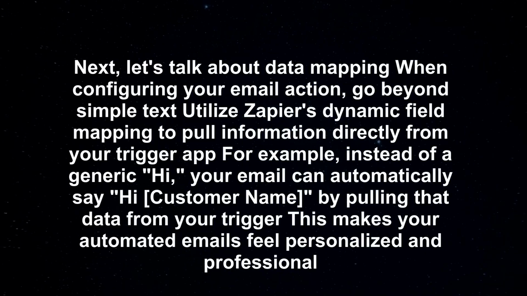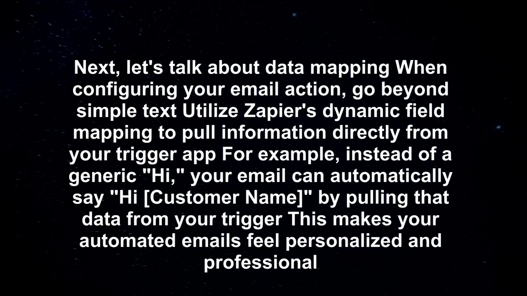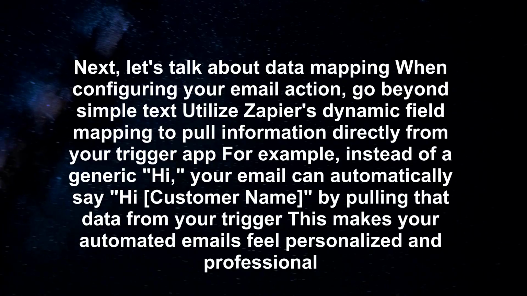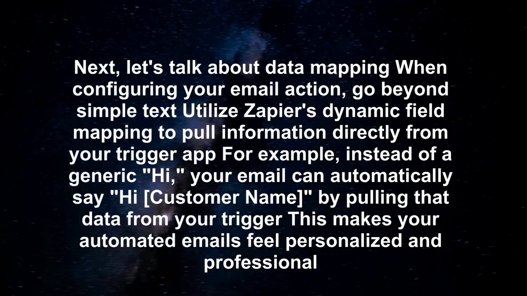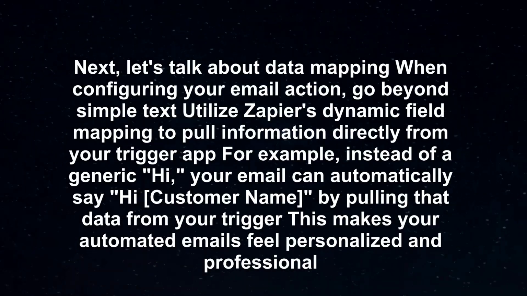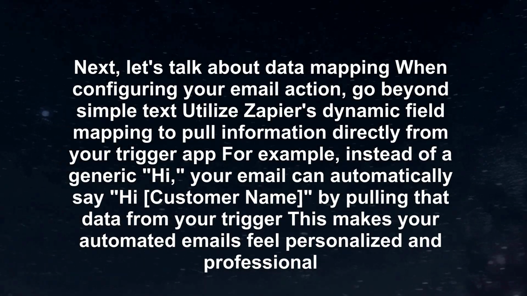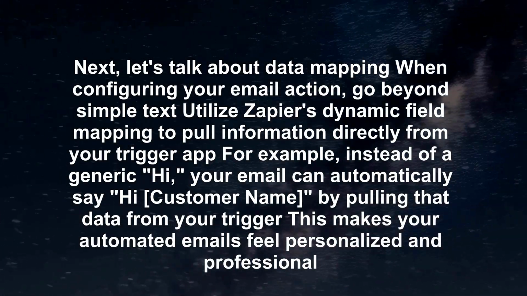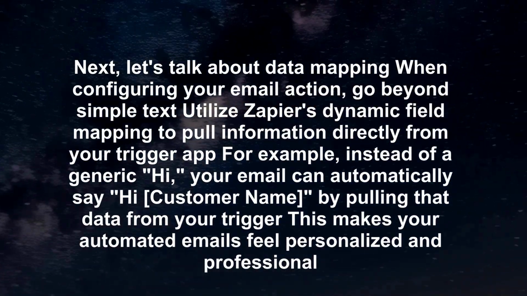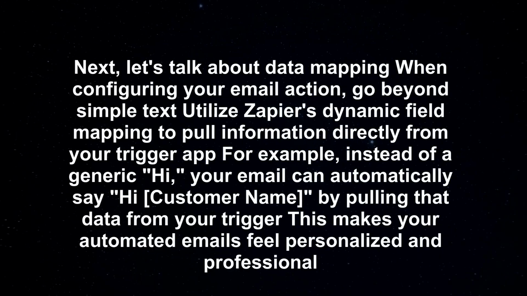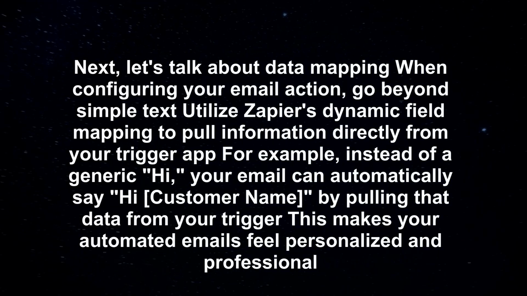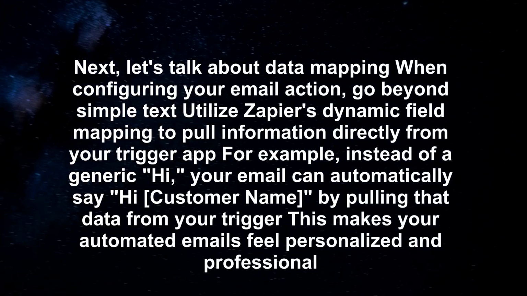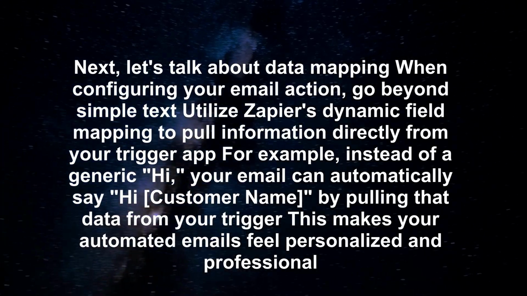Next, let's talk about data mapping when configuring your email action. Go beyond simple text. Utilize Zapier's dynamic field mapping to pull information directly from your trigger app. For example, instead of a generic, "Hi," your email can automatically say, "Hi customer name." By pulling that data from your trigger, this makes your automated emails feel personalized and professional.